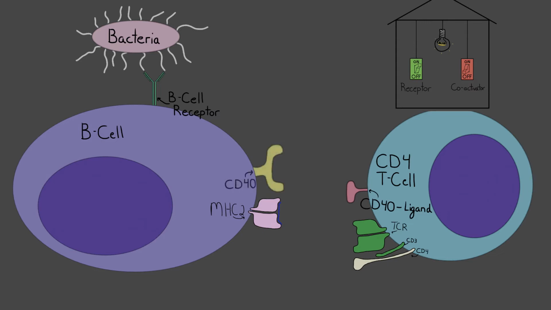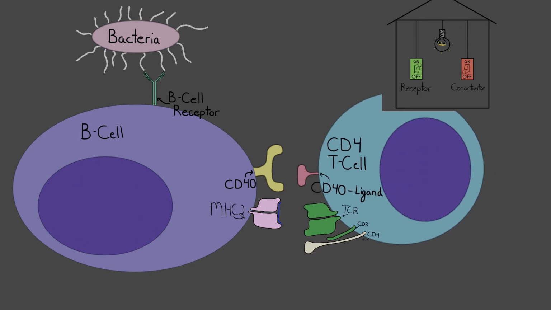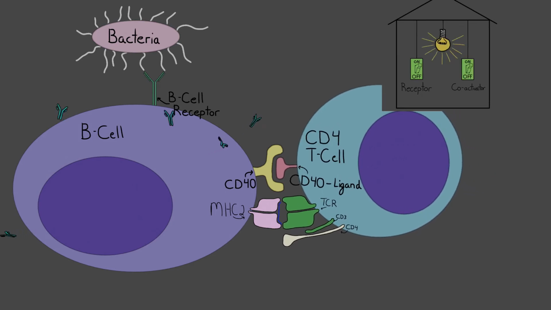When CD40 on B cells is bound to CD40 ligand from T cells, the second switch is active in the B cell. As with the T cells, activating one switch will result in very weak activation. To get full B cell activity, both switches should be turned on.